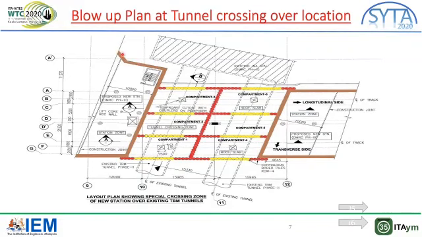This is the blow-up plan at tunnel crossing over area. Here you can see the station D wall on both sides of tunnels. These are the tunnels shown in dotted lines emanating from existing INA station. These are the contiguous piles. This area has been divided into 6 compartments with the help of these piles.